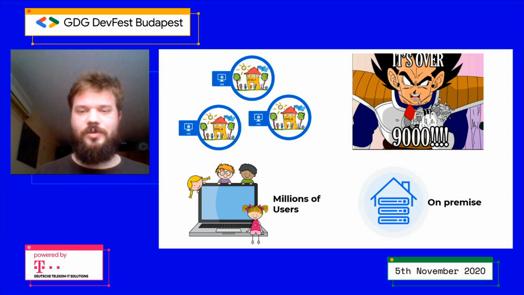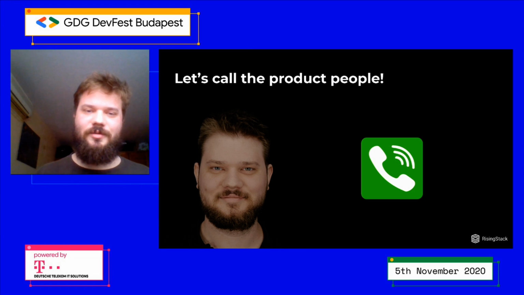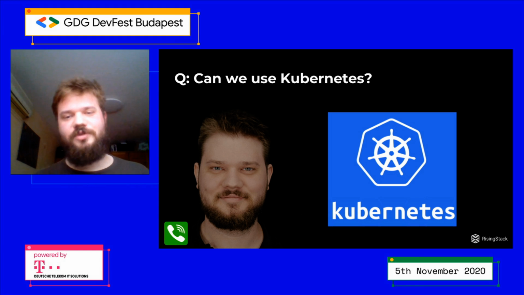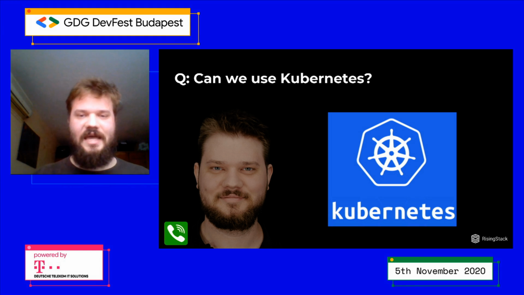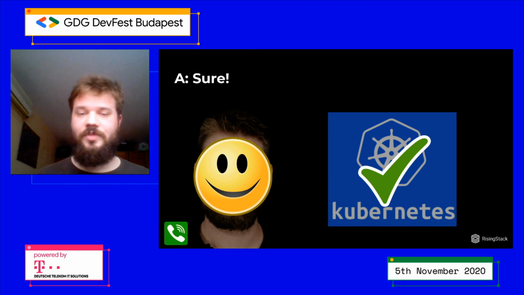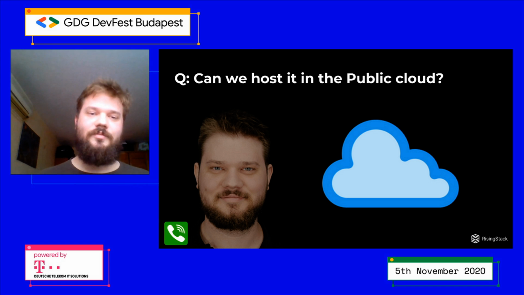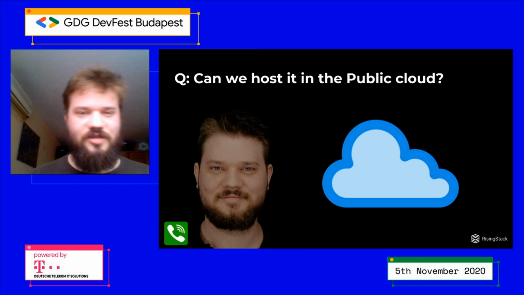So we were like, okay, maybe it's time to call the product people and talk to them about this proposed infrastructure. So yeah, hi guys, we would prefer to go with Kubernetes because handling stuff at that scale, we would need a unified control plane that Kubernetes gives us. And they were like, yeah, sure, go for it. And we were happy. But okay, just a couple of questions.